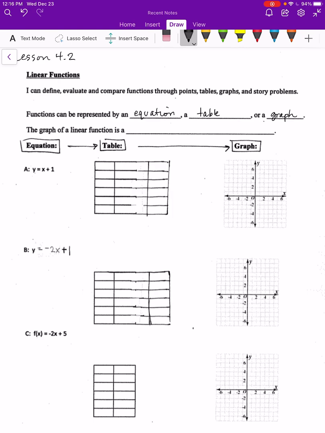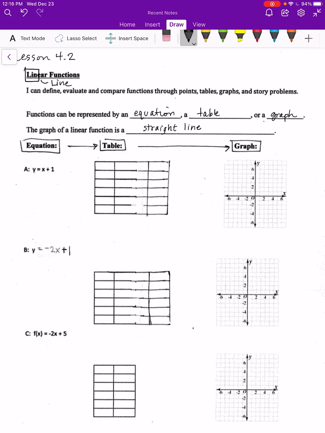A graph of a linear function is a straight line. Now, everything you're going to graph is going to make a straight line. If it doesn't make a straight line, it's a red flag that you did something wrong. I also want you to notice it said linear functions. Well, look at the root word of linear. It says that it is a line. So all of these functions are going to make a line.